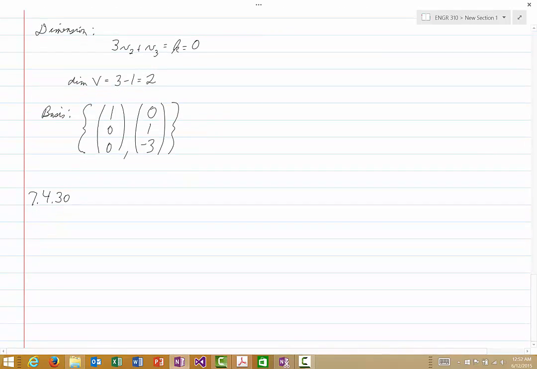And this one, at this time, V is going to be equal to the set of all vectors in Rn with the first n minus 2 components 0.